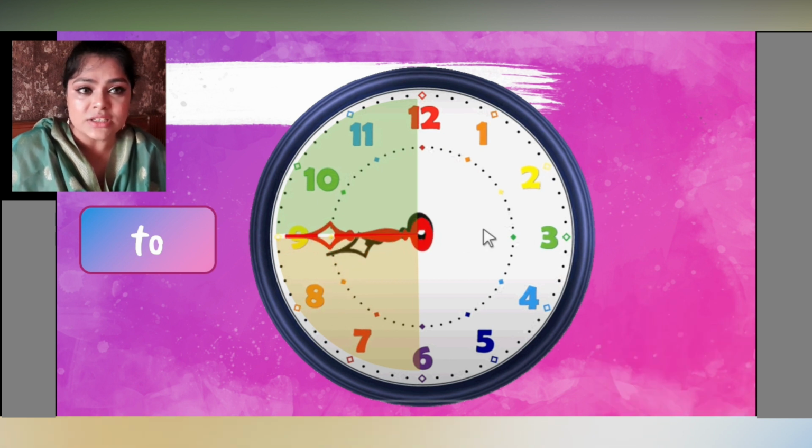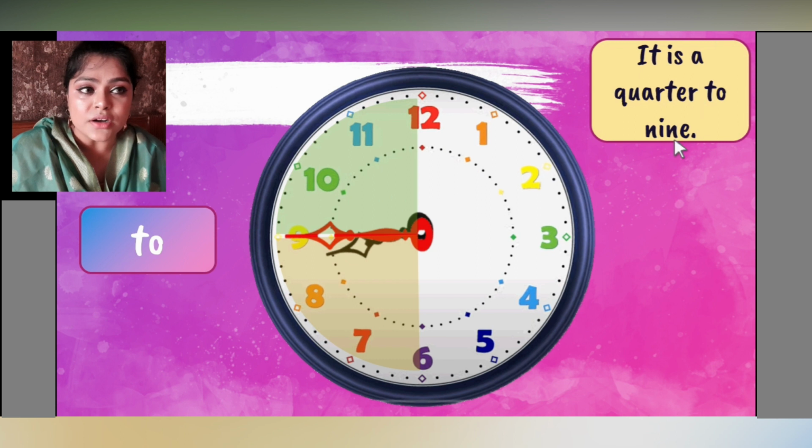Now, how much time is left for 9 o'clock? Now tell me how much time is left for 9 o'clock. 5, 10, 15. After 15 minutes it will be 9 o'clock. So when 15 minutes are left, we will use the word quarter. So it is quarter to 9. That means 15 minutes is left for 9 o'clock. After 15 minutes it will be 9 o'clock. But right now 15 minutes are left to 9 o'clock. It is a quarter to 9.